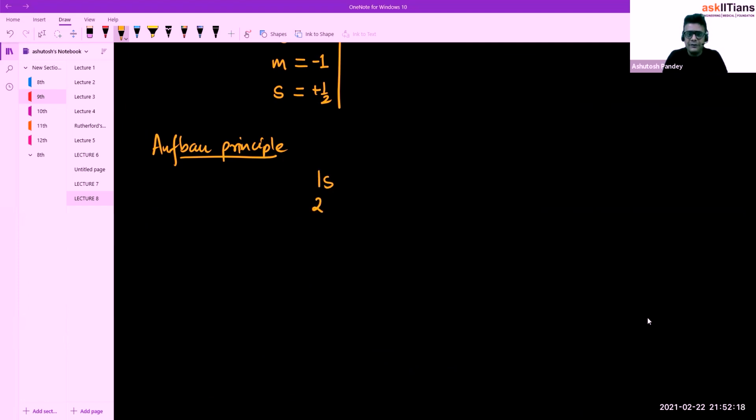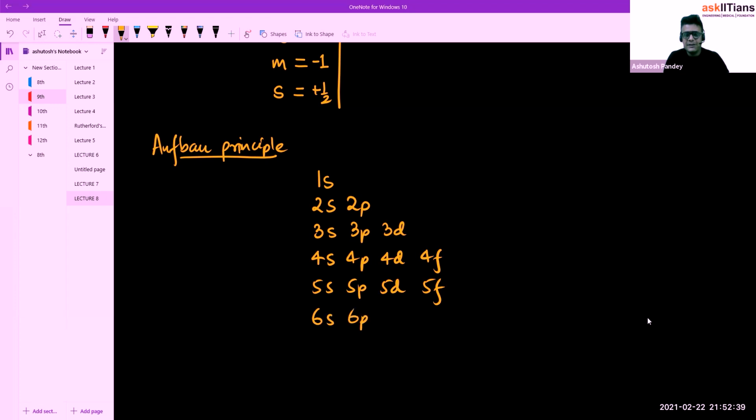We can write like this: 1s, 2s, 2p, 3s, 3p, 3d, 4s, 4p, 4d, 4f, and then 5s, 5p, 5d, 5f, 6s, 6p, 6d, 6f, and then 7s, 7p. Now see, these are the subshells written here. The first shell will have only the 1s subshell, the second shell will have 2s and 2p subshells, then the third will have 3s, 3p, 3d, and the fourth will have 4s, 4p, 4d, 4f. Similarly, these are the subshells written here.